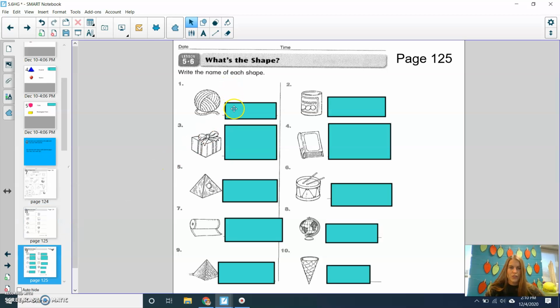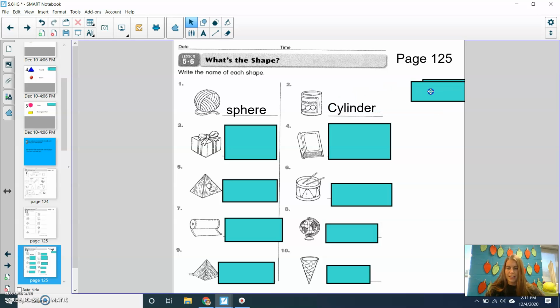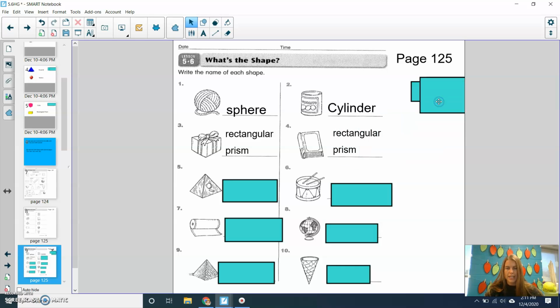All right, second graders, for this first one you should have had, it looks like a sphere. For number 2, it looks like a cylinder. Number 3, the present is a rectangular prism. For number 4, the book is also a rectangular prism. Number 5 is a pyramid.